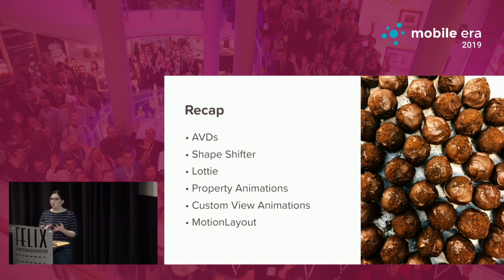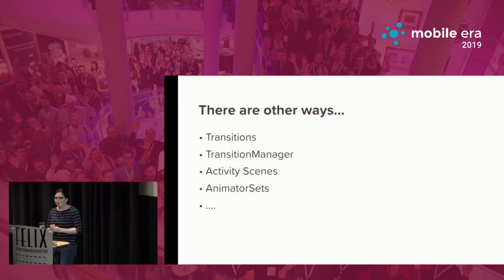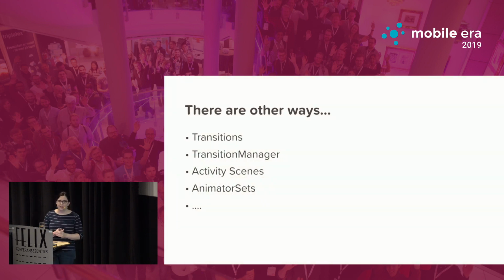And we covered all these different kinds. So we covered animated vector drawables, Shapeshifter, Lottie, property animations, custom view animations, and MotionLayout. But like I mentioned at the start, there are many other ways to animate things in Android. So there's transitions, transition managers, activity scenes, animator sets, and probably more third-party libraries and stuff like that. But I'm not going to spend the whole day going through all of them.